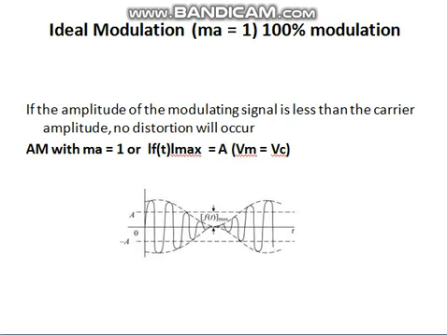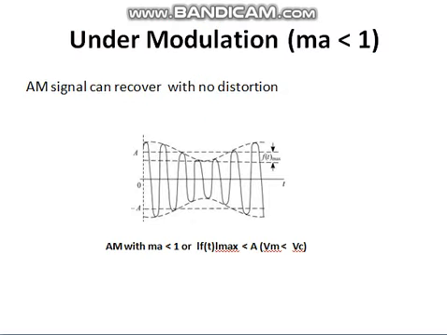Next condition is ideal modulation, where m equals 1. In this condition, the amplitude of the modulating signal is not more than the carrier amplitude, so we get no distortion, and this is an ideal condition of modulation. Next condition is under modulation, where the modulation index is less than 1. In this condition also, the AM signal can be recovered with no distortion.